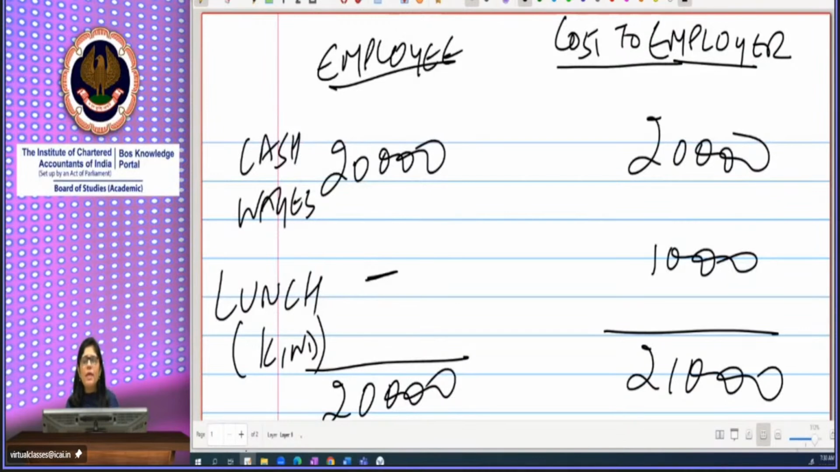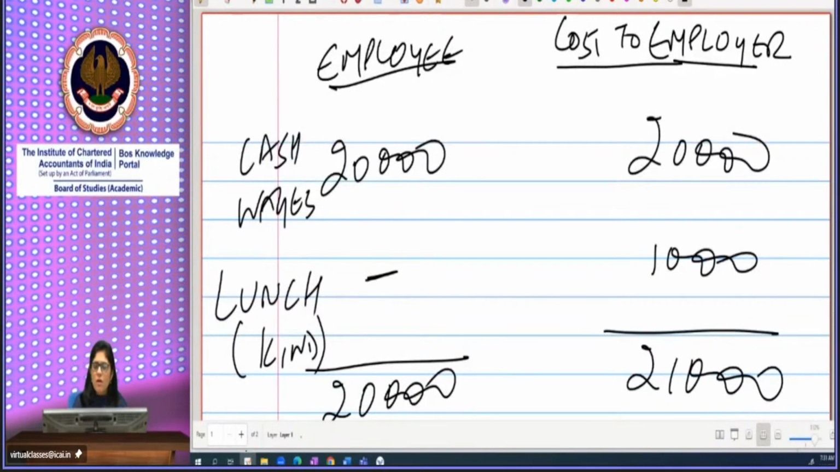Whatever the employer is paying for the employee, I'm repeating, whether to the employee in cash or in kind, or for the employee, it's all cost to the employer, whether it's actually being paid to the employee in cash or not. So here 20,000 the employee receives as salary. That is a cost, but the employee is also getting a free lunch. That is not paid in cash to the employee, but the employer is paying the cost for it. So the lunch cost is also a cost to the employer.